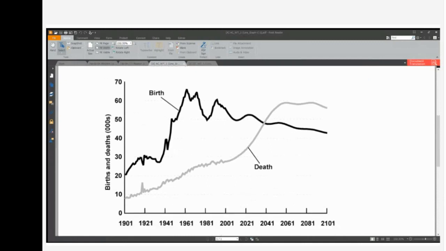If you look at the graph here, this is a very interesting graph to start with. As you can see here, it starts from 1901 and finishes in 2101. Then the darker color is showing the birth rate and the lighter color is showing the death rate. And it's in thousands of values. So 70 actually means 70,000, 50 would mean 50,000, 20 would mean 20,000.